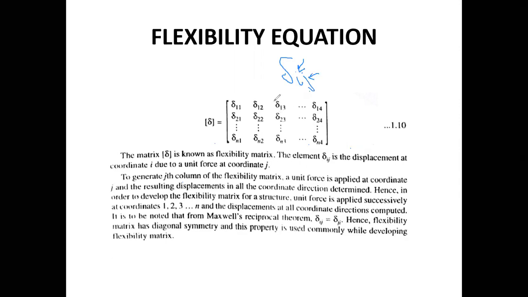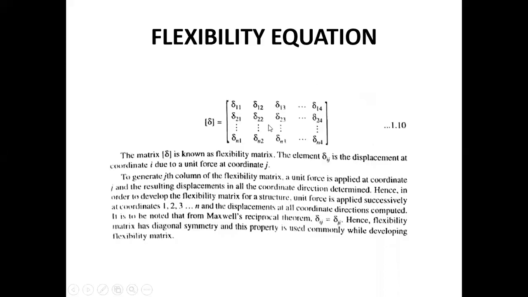Similarly, if we say del 13, it means the unit load is applied at coordinate direction 3, and we are required to find the displacement of coordinate direction 1. Similarly, if we say del 21, then the unit load is applied to coordinate direction 1, and we are required to calculate the displacement of coordinate direction 2, and so on. So simply the second term, j, represents where the unit load is applied, and the first term, i, represents where we are seeing the impact, or in which coordinate direction we are calculating the displacement.